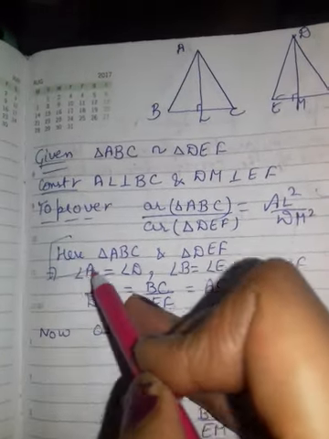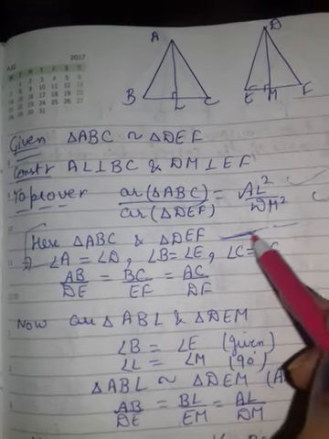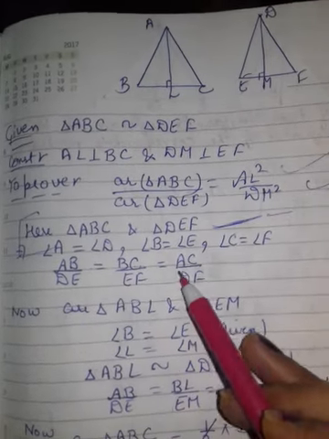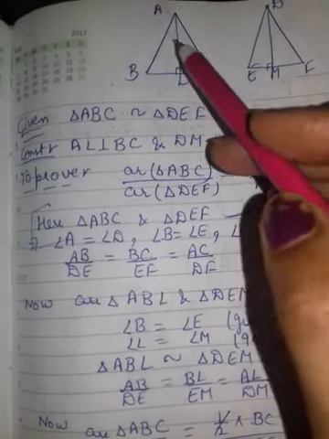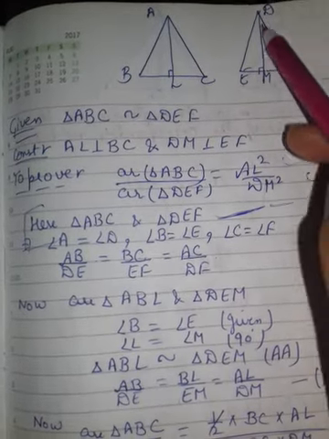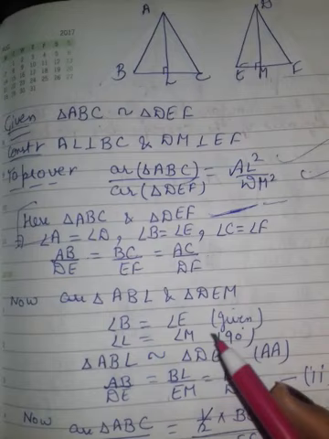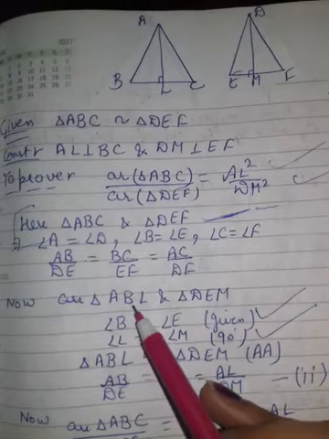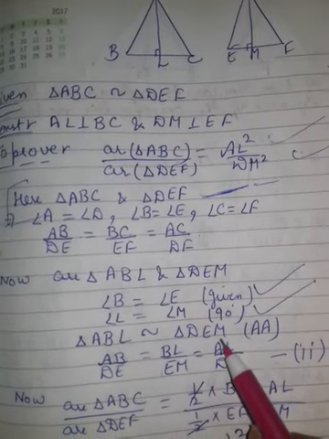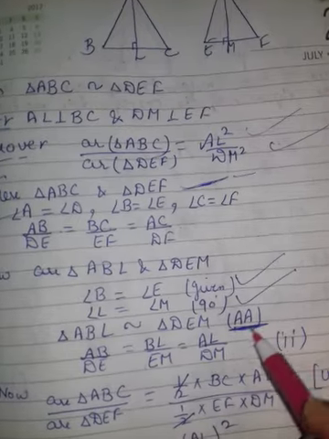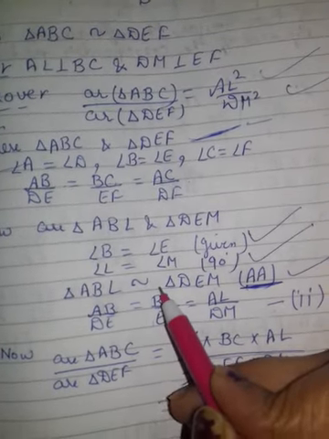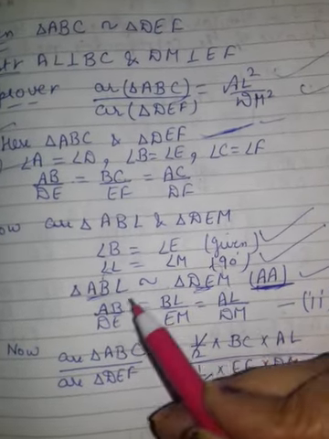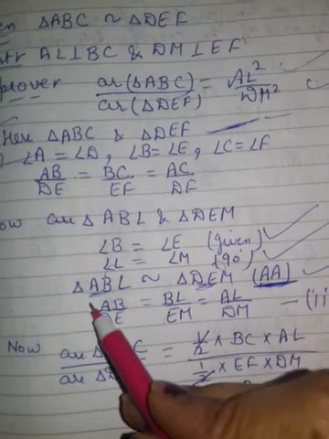Now it is given that these two triangles are similar, then it means their corresponding angles are also equal and the ratio of corresponding sides will also be equal. Now I have taken these two triangles. Here angle L is equal to angle M, that is 90. Angle B is equal to angle E, that is given. Now it means you can say these two triangles are also similar by the AA rule. So if you have proved these triangles are similar, then you can write that the ratios of corresponding sides will also be equal: first two, then second third, then first third.